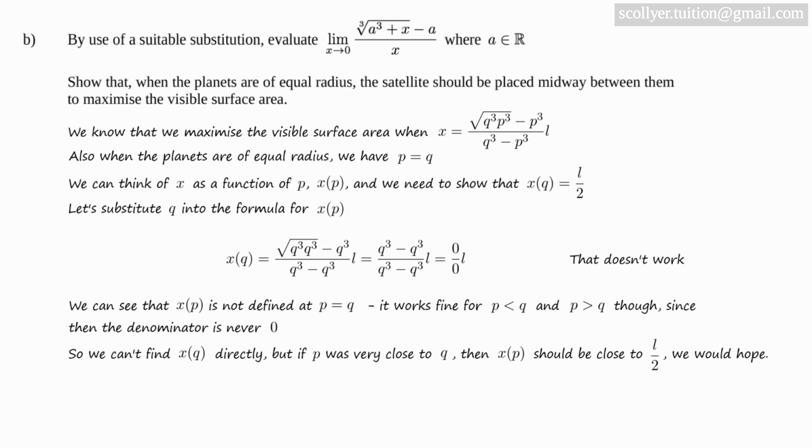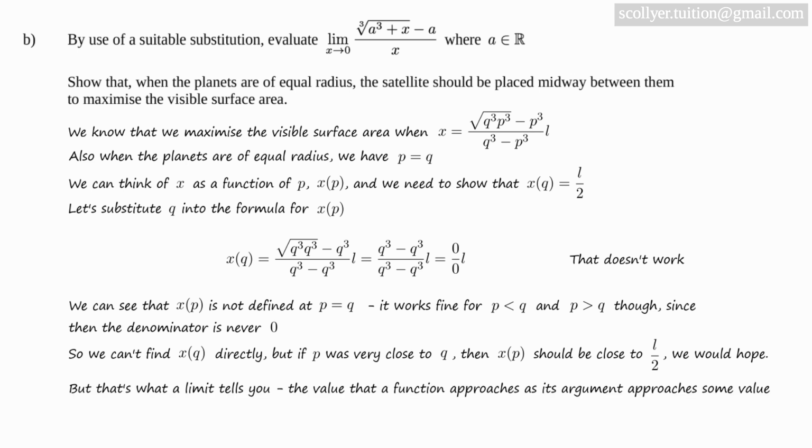So we can't find x of q by direct substitution. On the other hand, if p was very close to q, then we may hope that x of p would be close to L over 2. But of course that's exactly what a limit tells you: the value that a function approaches as its argument approaches some value. And so we can investigate the question, can we find the limit as p tends to q of x of p? And now we might wonder if the first part of this question, where we had to evaluate a limit, was in fact a hint.